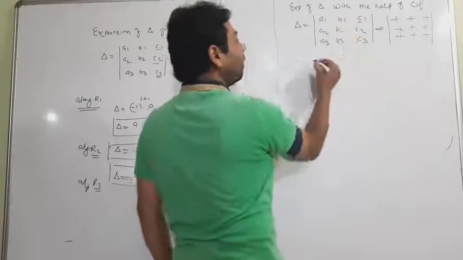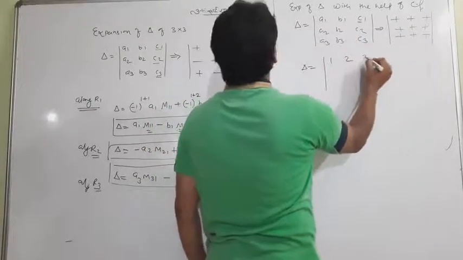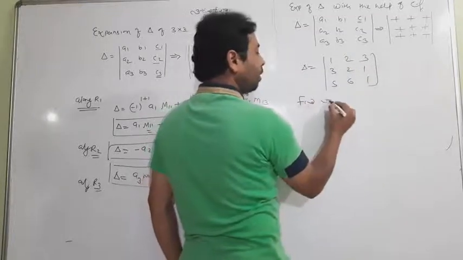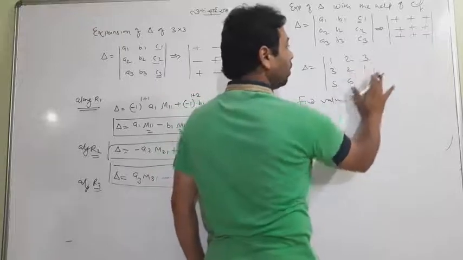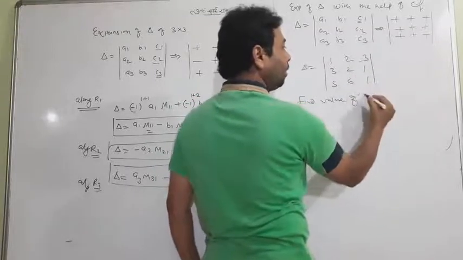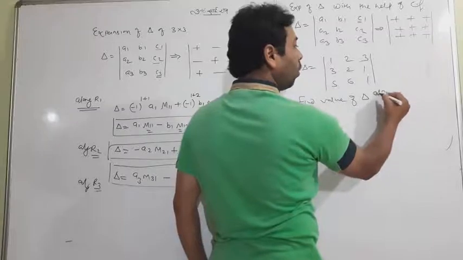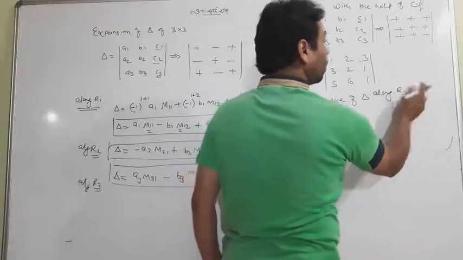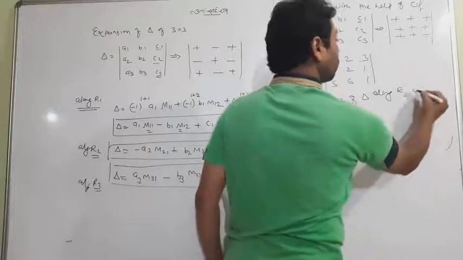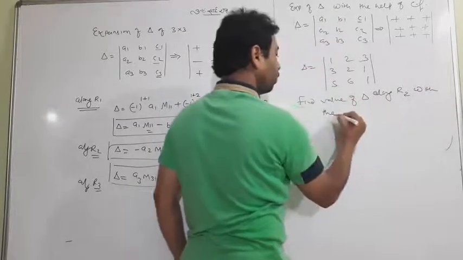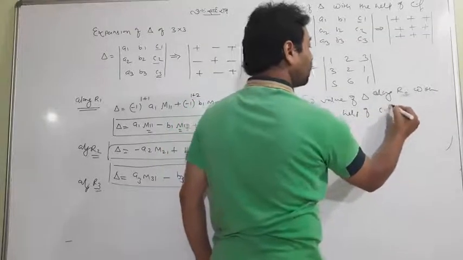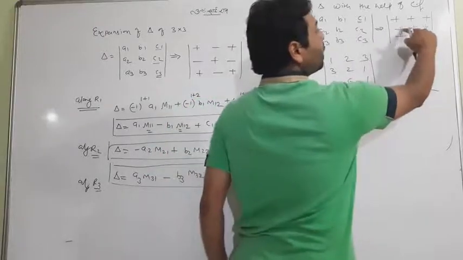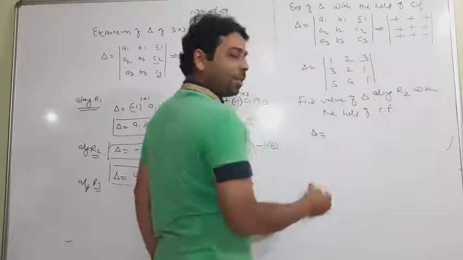I ask you one thing again. Suppose I ask you, find the value of the determinant along R2 with the help of cofactor. So what is R2? Plus, plus, plus. Now keep it in your mind that you always follow the plus sign.